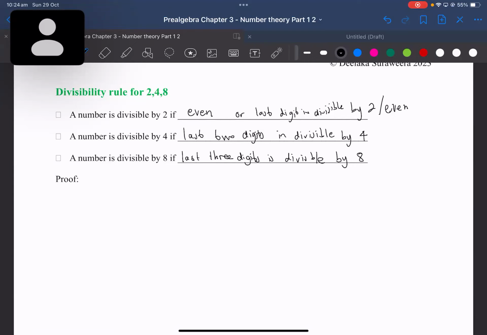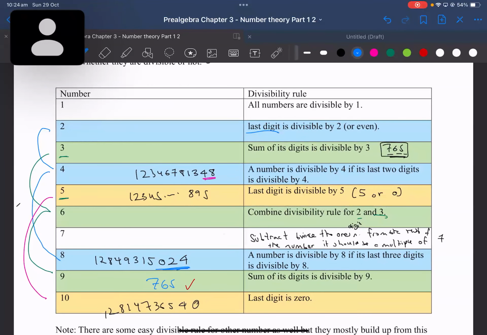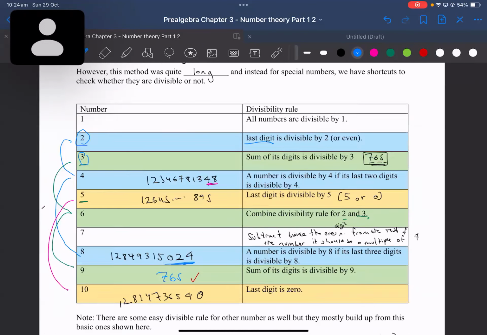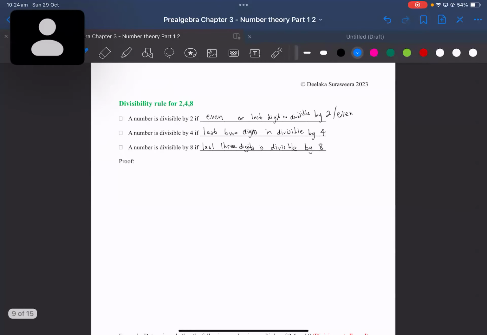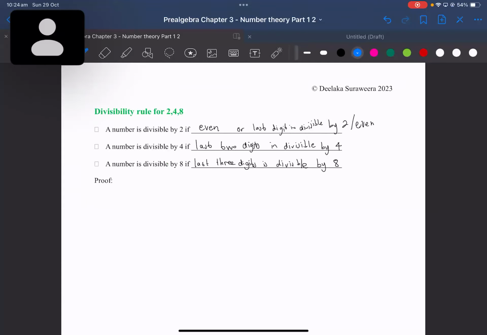The reason you can't combine 2 and 4 is that when we combined rules before, there were no common factors. Like 10 is 2 and 5 together. Sorry, 6 is 2 and 3, and 2 and 3 don't have any common factors between them. But 2 and 4 have common factors, so you can't combine the rules. We'll learn common factors later on, but you probably already know it: 2 and 3 have no common factors except 1. So now I'm going to prove these actually quickly.